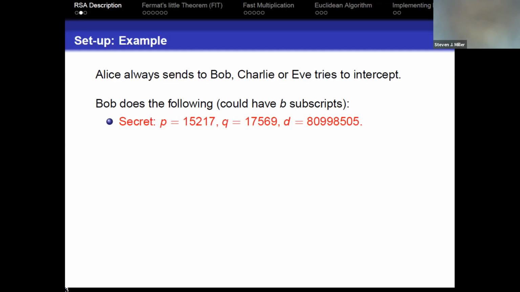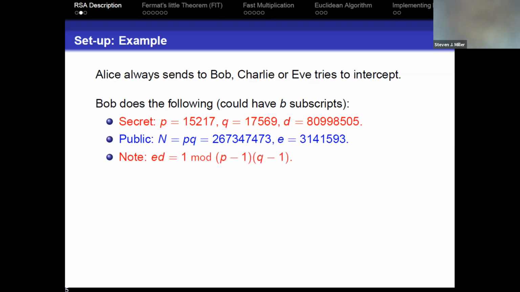So 15,217 and 17,569, and Bob chooses another number D. And Bob keeps all of these secret. This is color-coded. I'll tell you in a moment where D comes from. What Bob makes public is the blue stuff, the product of the 2 primes, and some number E. And these are not random numbers D and E. These numbers satisfy the relationship that E times D is 1 modulo (P minus 1)(Q minus 1). Or in other words, if we subtract 1 from ED, then it is a multiple of (P minus 1)(Q minus 1). And as you will probably think about, oh, we've seen (P minus 1)(Q minus 1) before.